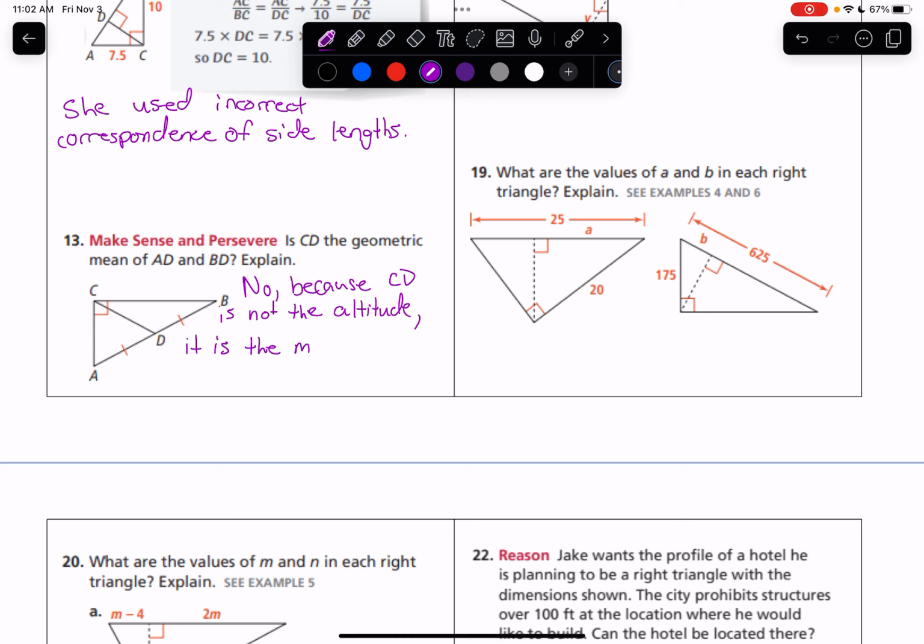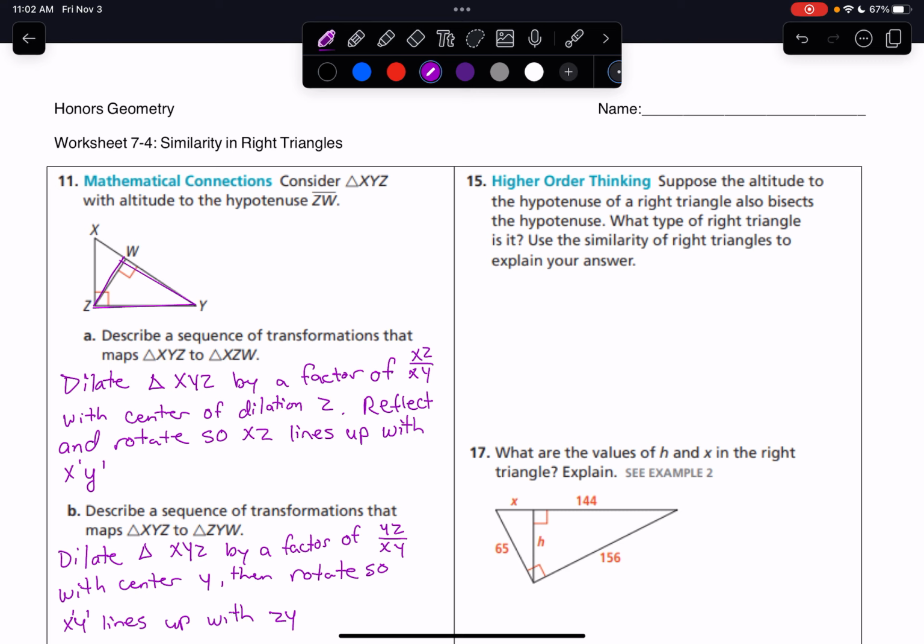This next one, this one's a little bit crazy. This is the higher order thinking question. Suppose the altitude to the hypotenuse of a right triangle also bisects the hypotenuse. What type of right triangle is it? Use the similarity of right triangles theorem to explain your answer. So let's draw a right triangle. Like that. Weirdly, it lines right up to draw the altitude on this line.